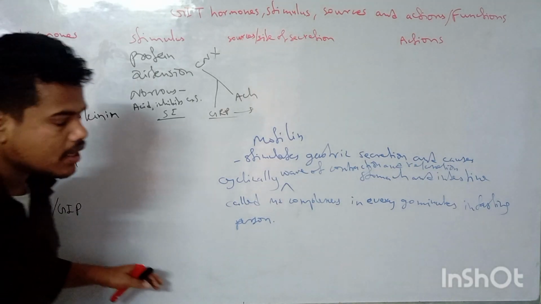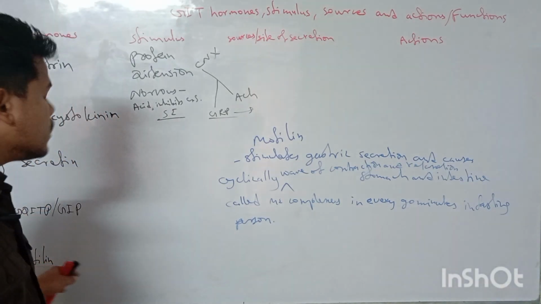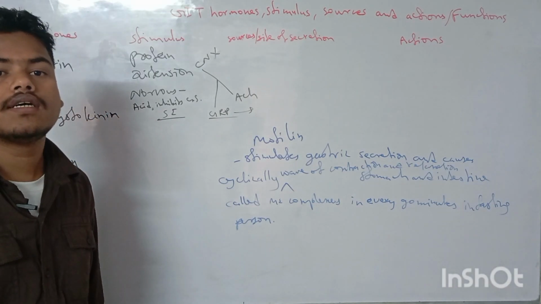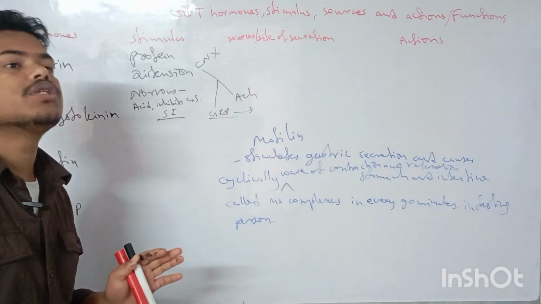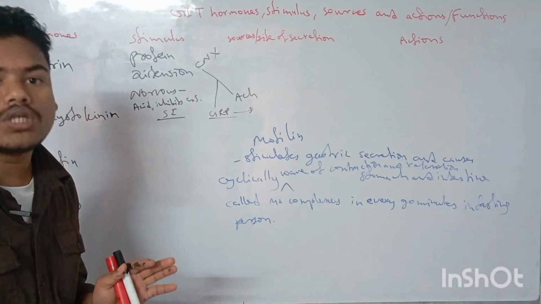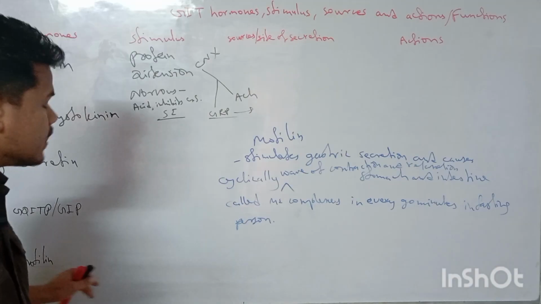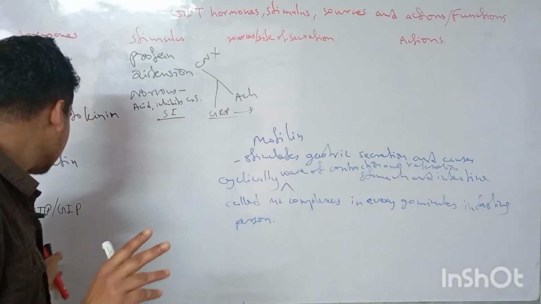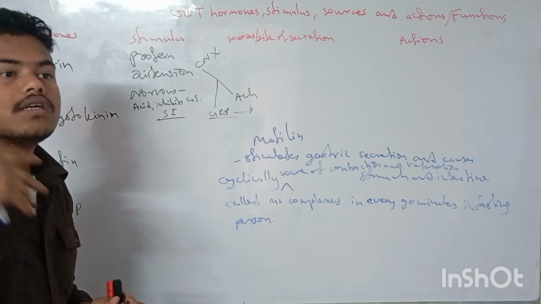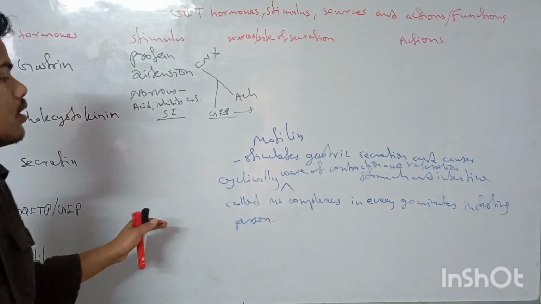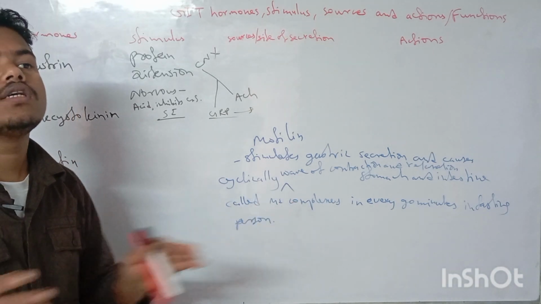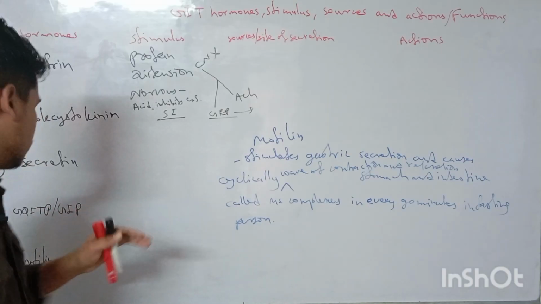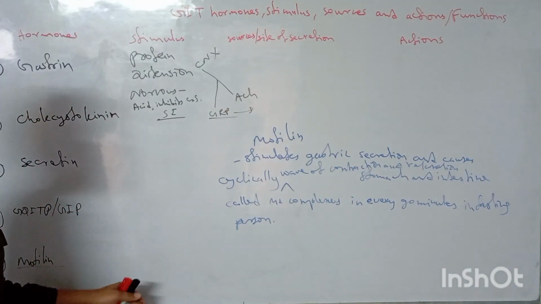The MCQ and viva question will be like: when is motilin secreted and when does it cause gastric or intestinal motility? It is secreted in the interdigestive phase or fasting state, and it will cause gastric and intestinal motility during the fasting or interdigestive stage. This is about motilin.